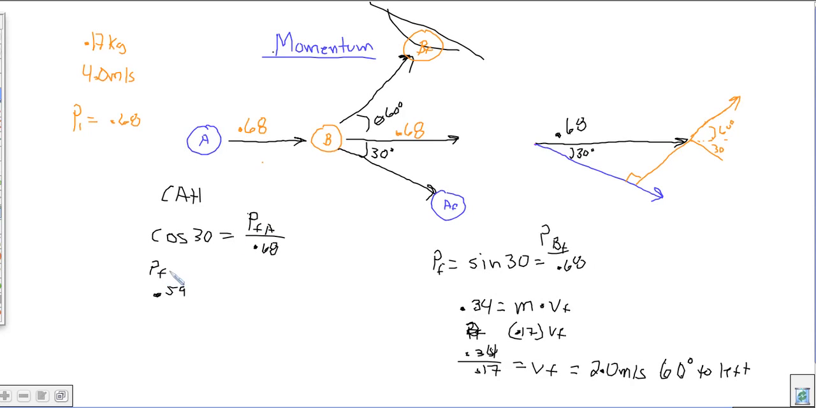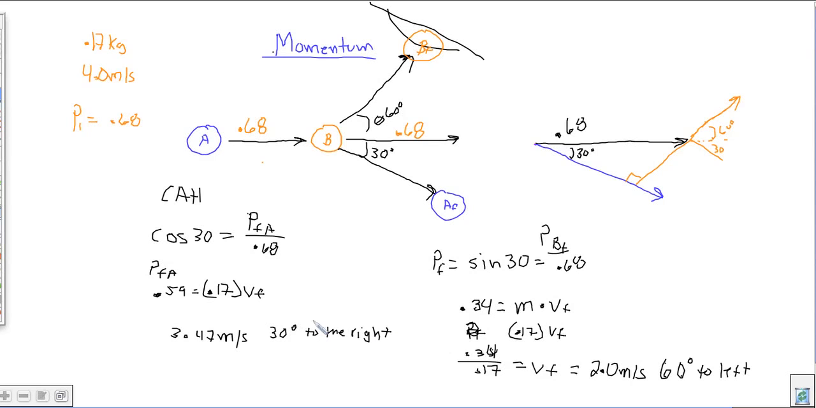So my momentum final of my A ball is 0.59, and I know that that equals 0.17 times some final velocity, right? Because momentum equals mass times velocity. So divide 0.59 by 0.17, and I'm going to get 3.47 meters per second. And that's going to be going at 30 degrees to the right, okay, of the initial vector.